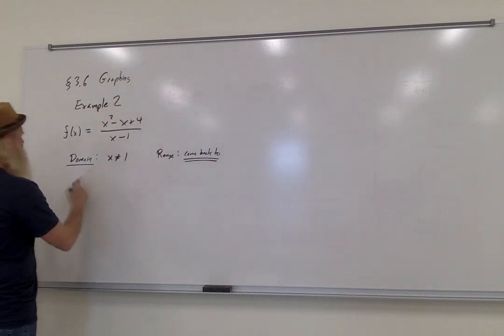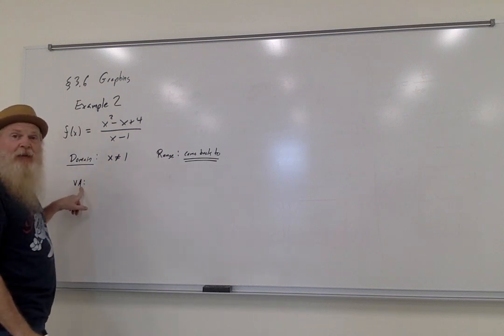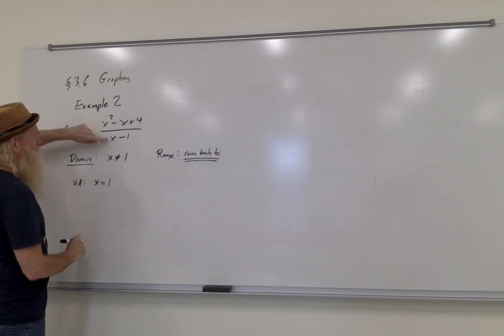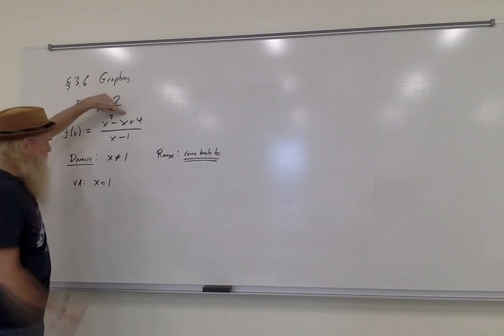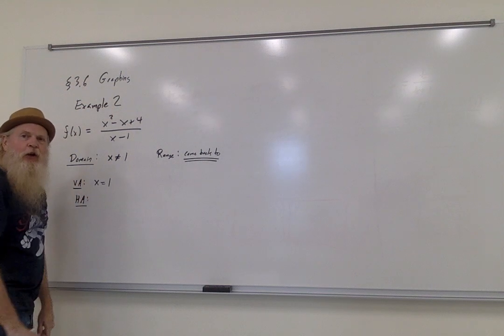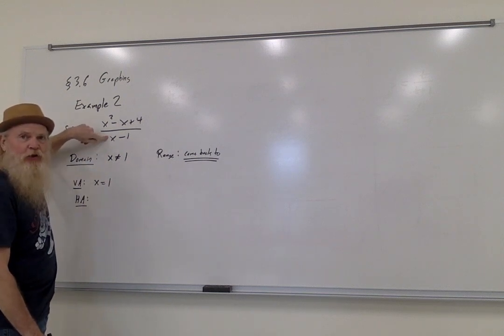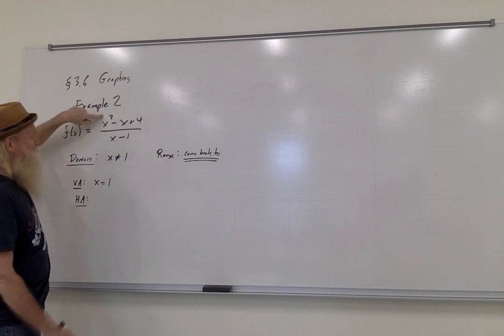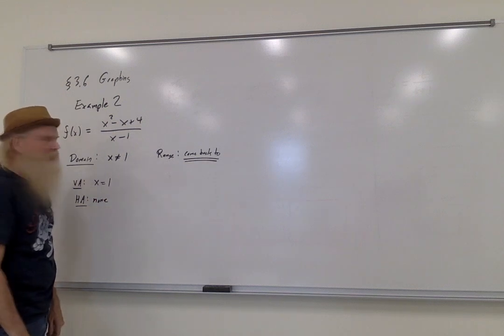Let's look at asymptotes. Vertical asymptotes will happen if the denominator is 0 and the numerator is not 0. Notice that when x equals 1, the denominator is 0 and the numerator is equal to 4. So that's the location of a vertical asymptote. Horizontal asymptotes happen when the degree of the denominator is equal to or larger than the degree of the numerator. So here the degree of the denominator is less than the degree of the numerator. So there are no horizontal asymptotes.